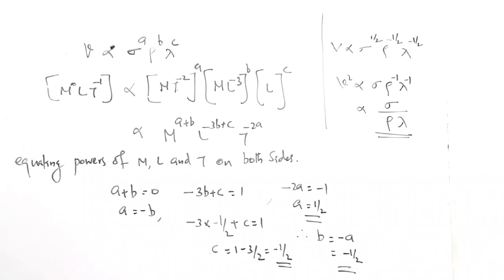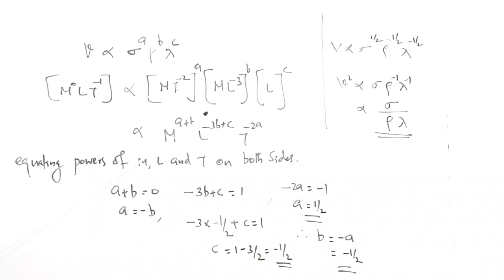There will be a constant when we make this an equation, but here there is no need to write it in the form of an equation, so I am just writing it like this. So the dimension of V and the dimension of this term must be the same. So I am going to equate the powers of M, L and T on both sides. We get here the power of M is 0, on the right side it is a plus b. Since these two are the same, a plus b equal to 0, or a equal to minus b.